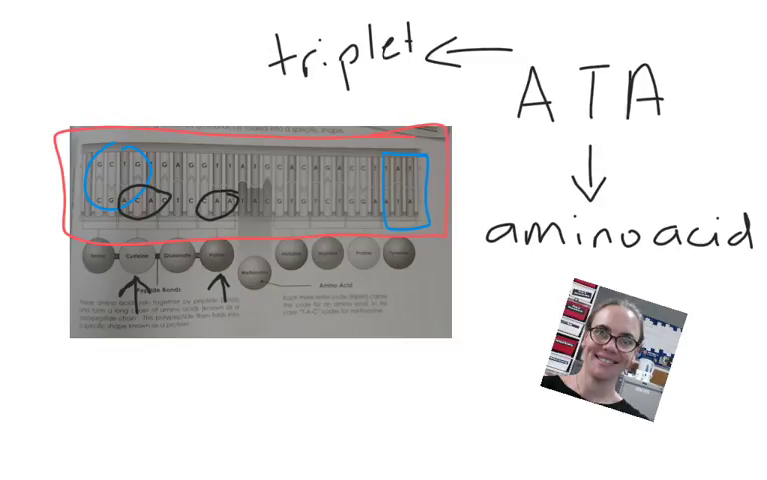And once you've produced all of your amino acids, they join together by a peptide bond to form a protein molecule.